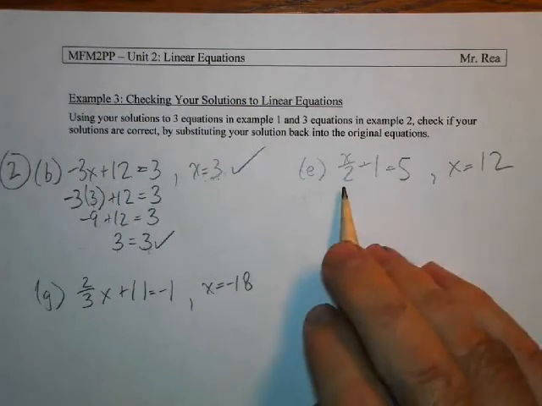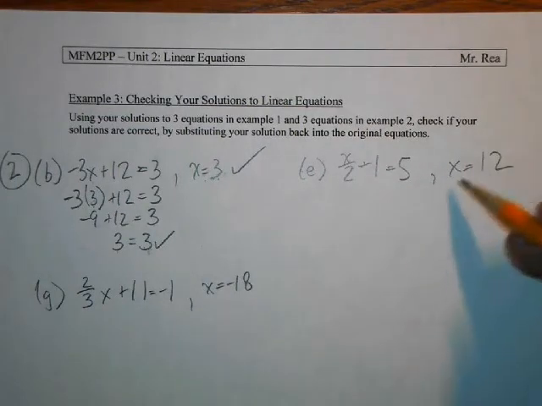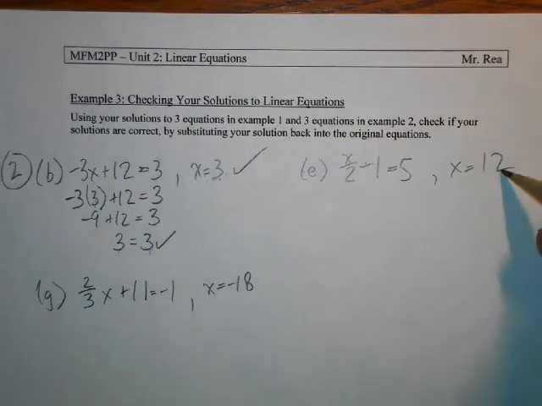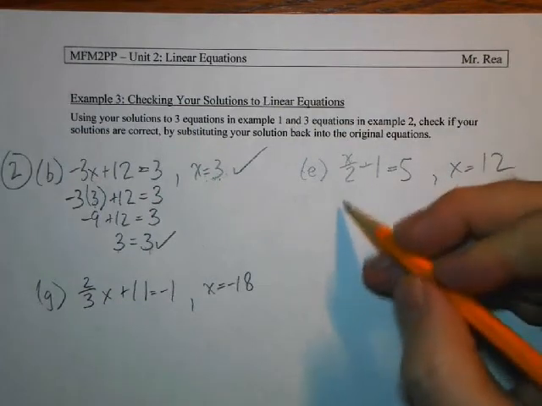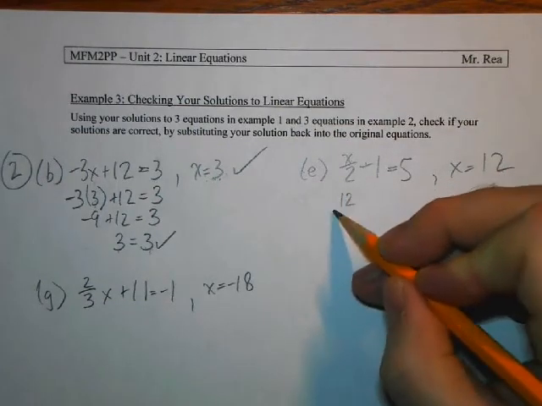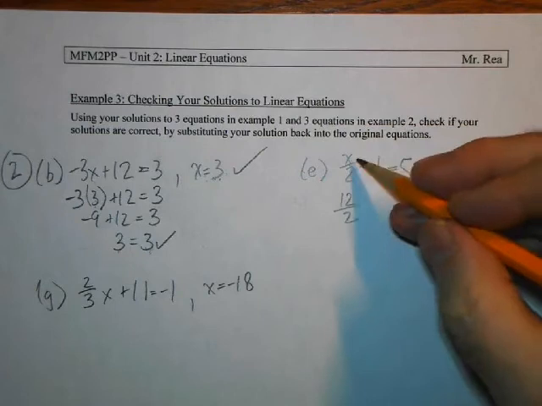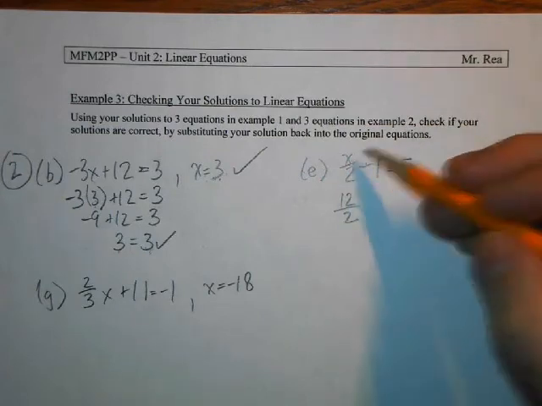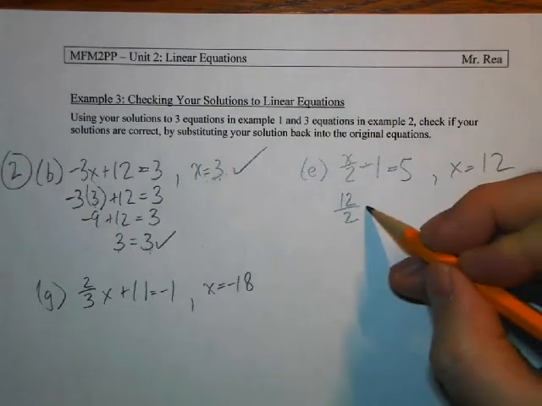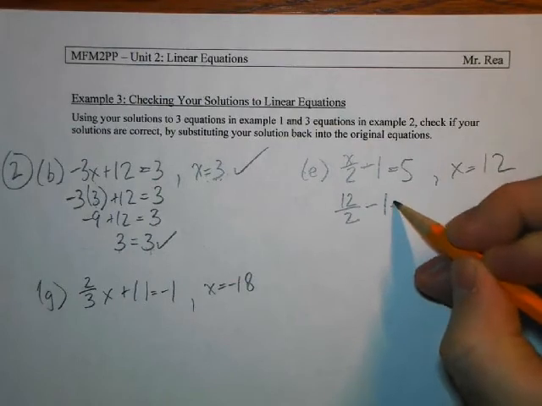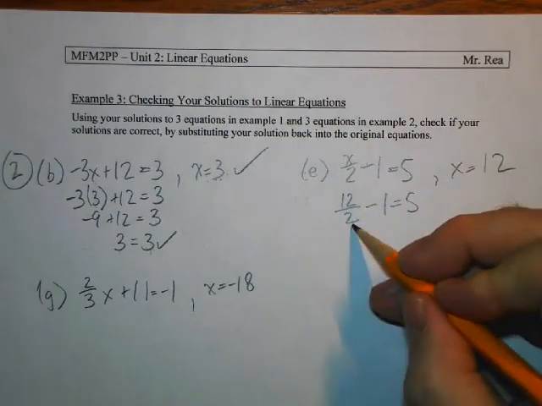This one here, x over 2 minus 1 equals 5. So I'm going to replace the x with 12 because we think that's the correct answer. This time I don't need brackets because the 12 is being divided by something. Okay, so 12 over 2, that's 6.